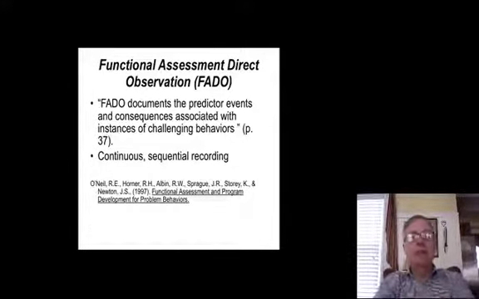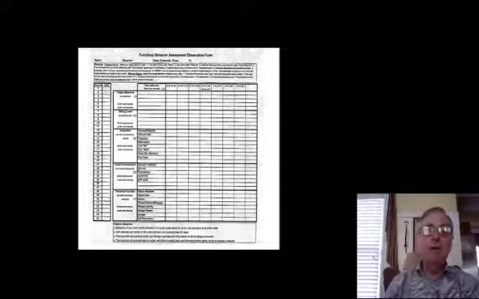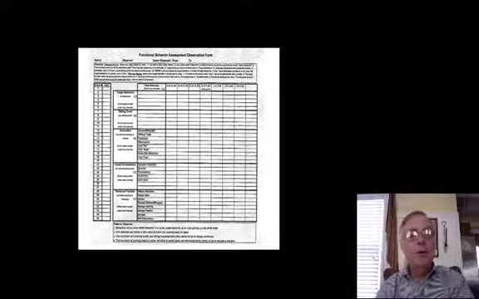The functional assessment direct observation, or FADO, that you find in the O'Neill book is something that I find to be very useful. This is essentially an ABC recording sheet, but it is done in a much better way. Now I know this is difficult for you to read, but you can open your book and look at it.